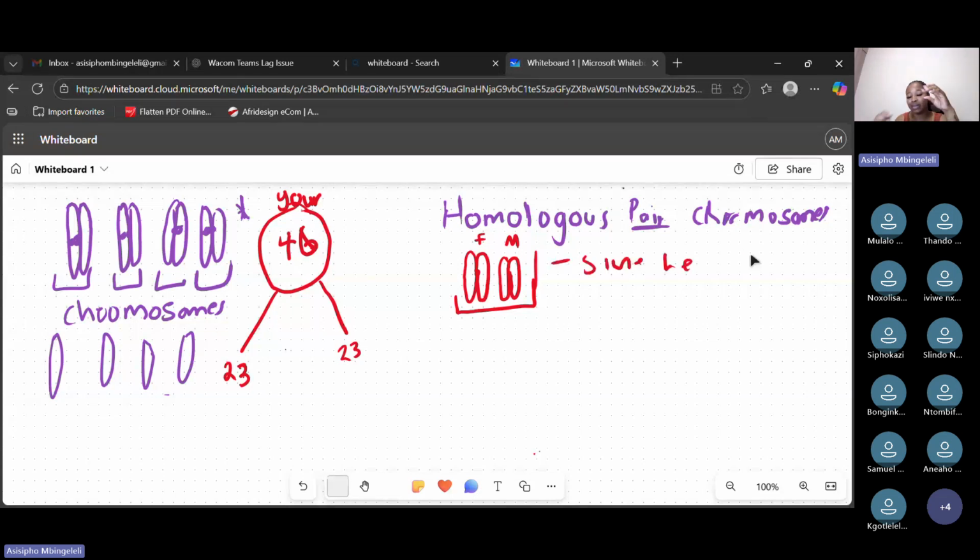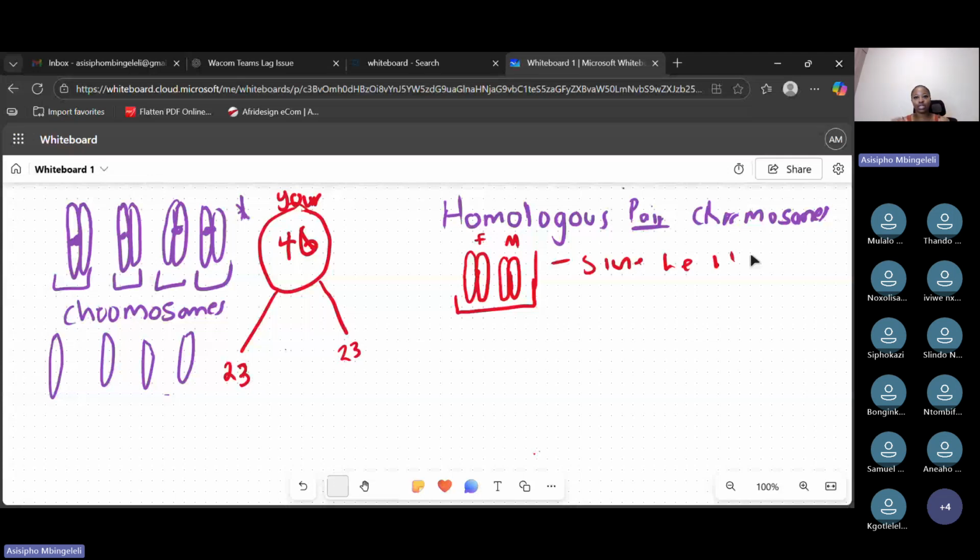Please make notes on your side because my pen is just lagging way too much. So it will be the same height. That means this chromosome from the mother and this chromosome from the father will need to be the same height. They also need to have the centromere in the same position. It's like if you're having two shoes, you're going to call them a pair because they are both size 6, they are the same design, and all of those things.